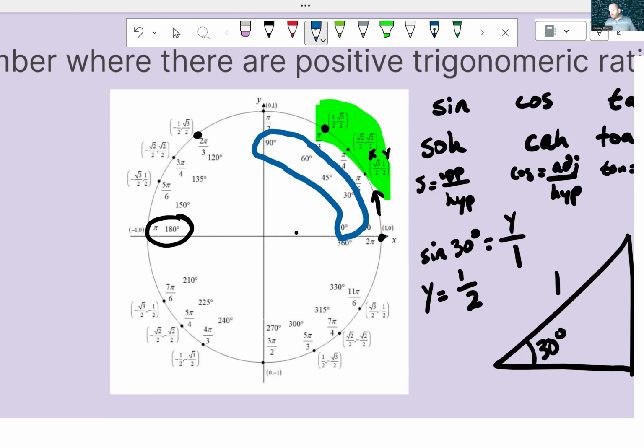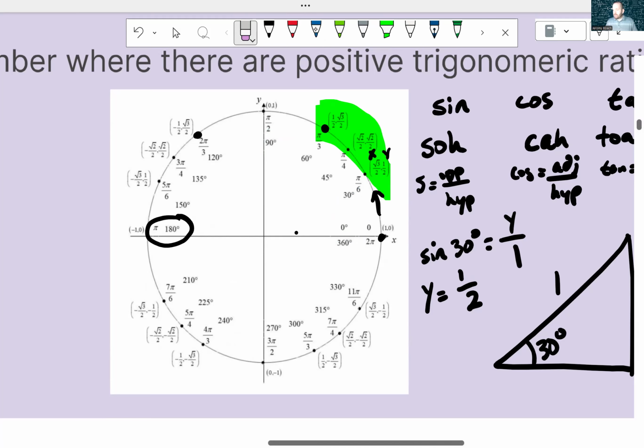So it goes 30, 45, 60. So it jumps by 30, 15, 15, and then another 30. 30, 15, 15, and another 30. If you know that pattern, then you'll know which one of these that we're on. So it says cosine of pi over 3. So that's cosine of 60.